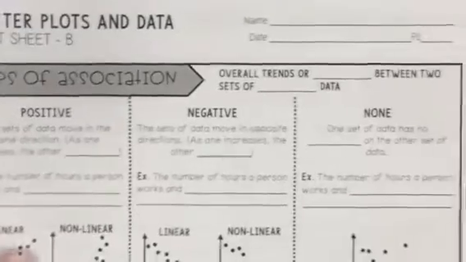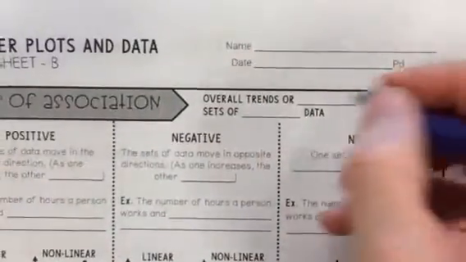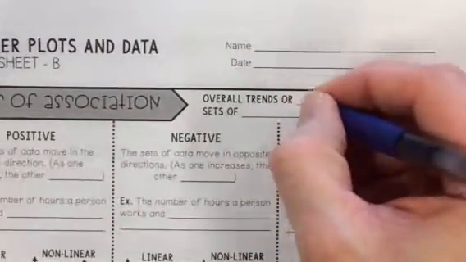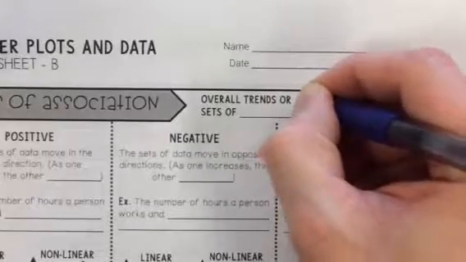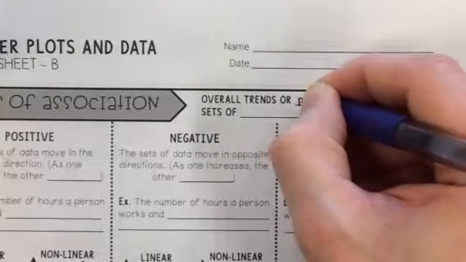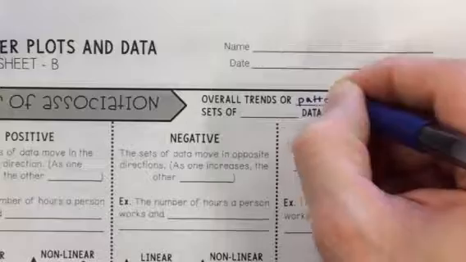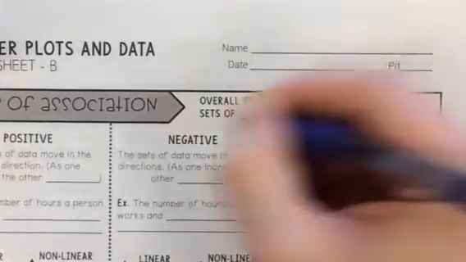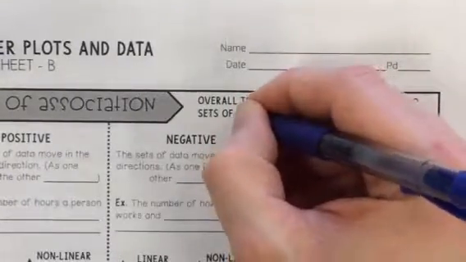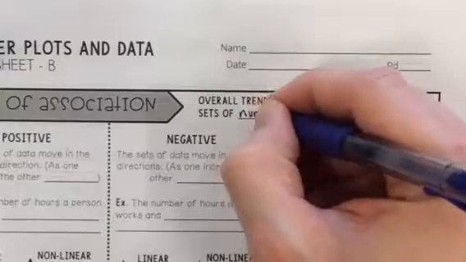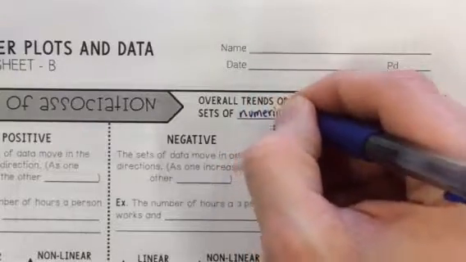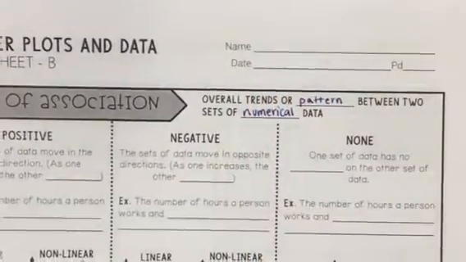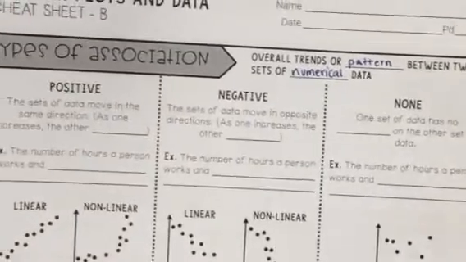So when you have a type of association that shows an overall trend or a pattern between two sets of numerical data. So a trend is like a pattern, and you can do that if you have sets of numerical data. I think our book might have called that quantitative data.